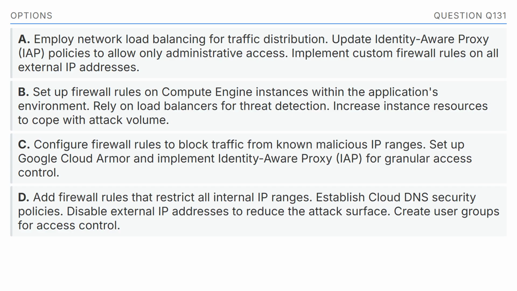Option C, configure firewall rules to block traffic from known malicious IP ranges. Set up Google Cloud Armor and implement Identity-Aware Proxy (IAP) for granular access control. Option D, add firewall rules that restrict all internal IP ranges. Establish Cloud DNS security policies. Disable external IP addresses to reduce the attack surface. Create user groups for access control.